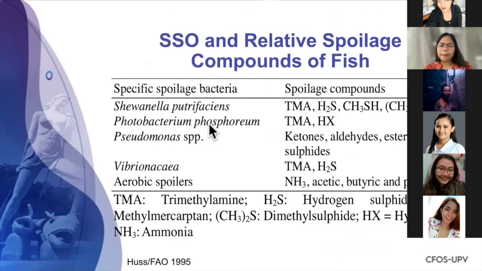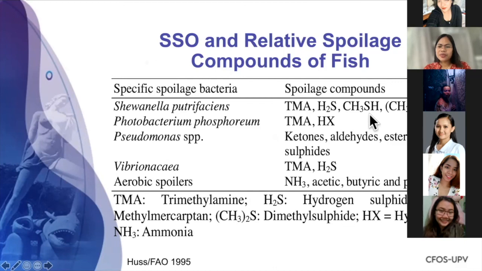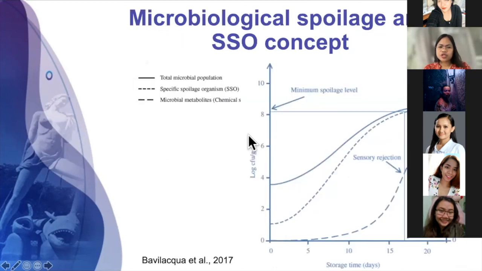So ito yon. These are the specific spoilage microorganisms or bacteria, and these are the spoilage compounds. Why is it important to know the spoilage compounds? Kasi you can measure these compounds, no? And you will also be able to determine or link this with your IDs of bacteria present in the product. So, ito yung mga spoilage compounds niya.